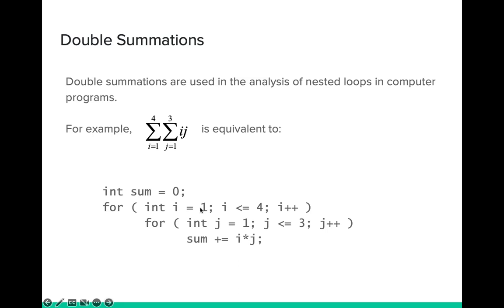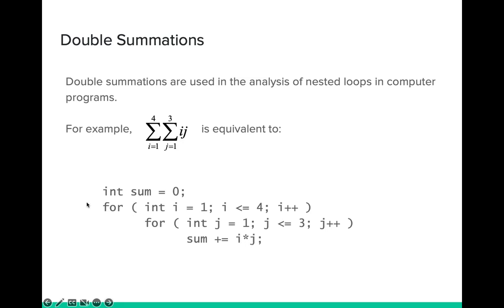So we have for int j equals 1. We also have the lower limit j equals 1, and we iterate through all the values of j until 3. So j is less than or equal to 3, j plus plus. And we take the sum of the product of i and j.